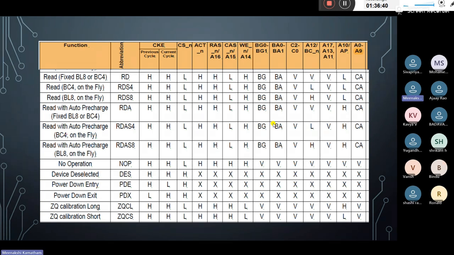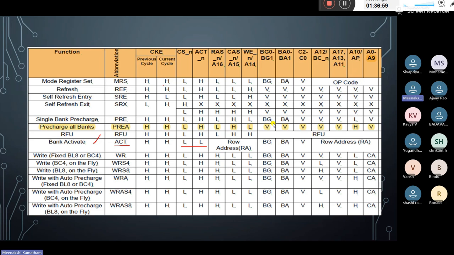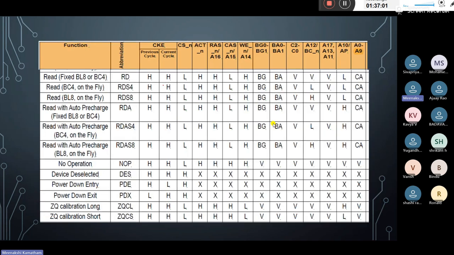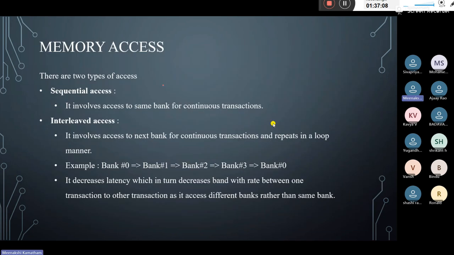So according to the JEDEC spec definition, see here BL8 on the fly, BL8 on, BC4 off, BL8 or BC4 fixed. So no chopping here. Like that there are so many variations. And coming to ZQ calibration, it is the main thing. We will discuss it later. In a fresh mind only we will get this clarity.